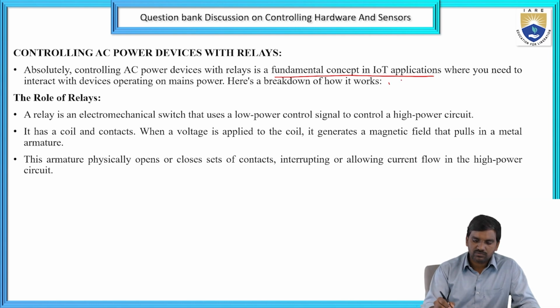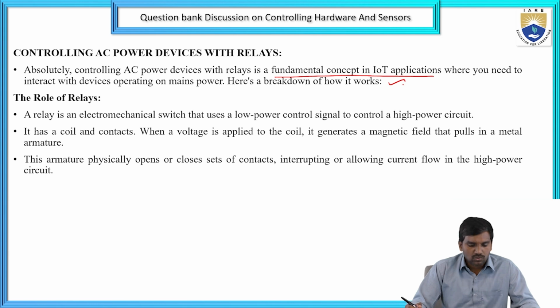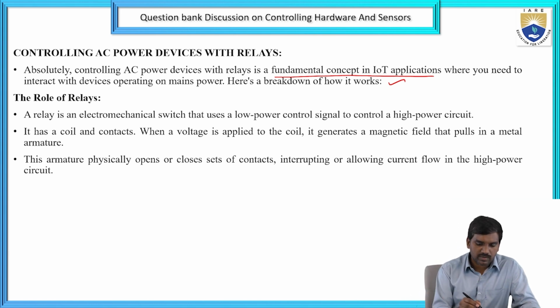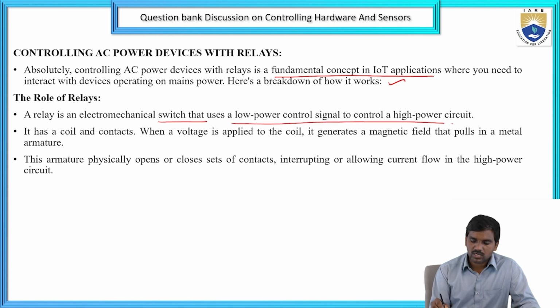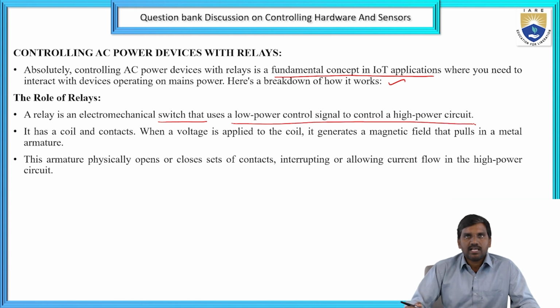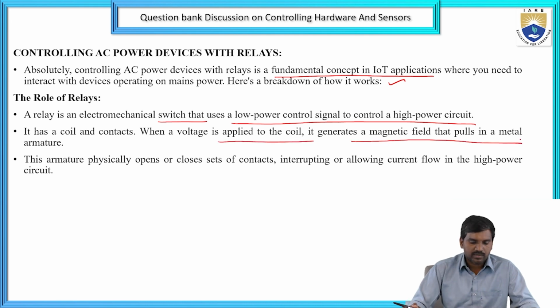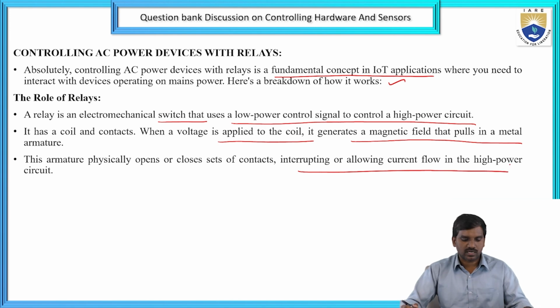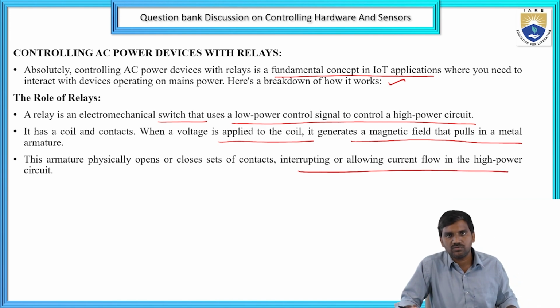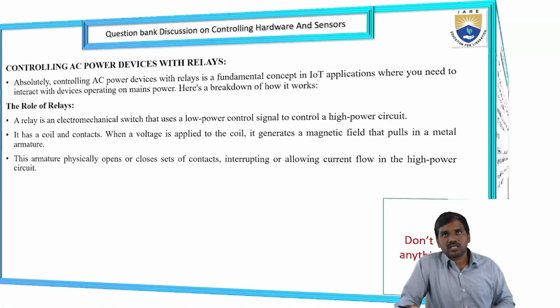Here's a breakdown of how it works. The role of relays here: a relay is an electromechanical switch that uses a low powered control signal to control a high power circuit. It has a coil and contacts. When a voltage is applied to the coil, it generates a magnetic field that pulls in a metal armature. This armature physically opens or closes a set of contacts, interrupting and allowing current flow in the high power circuit. So these are the main roles of relays to develop IoT real-time projects.